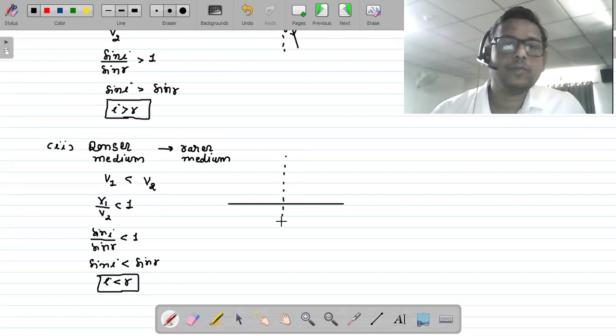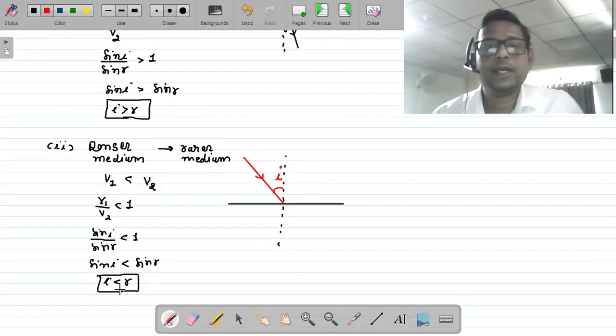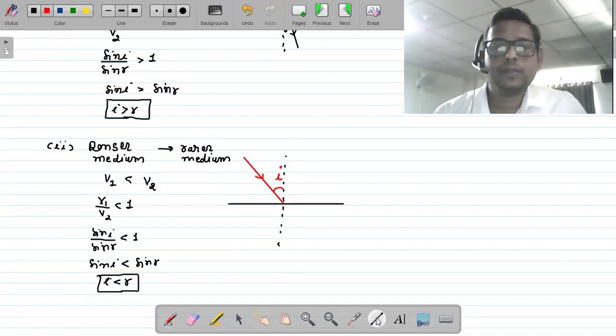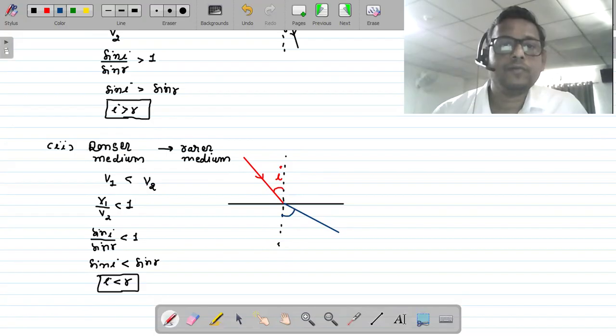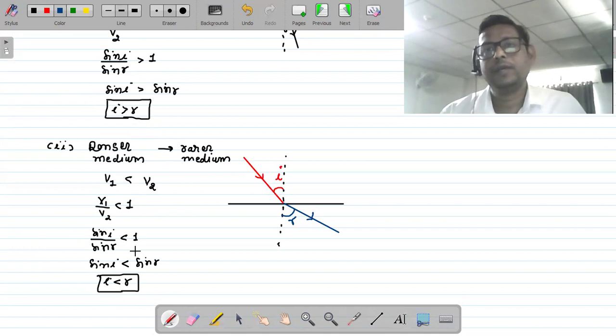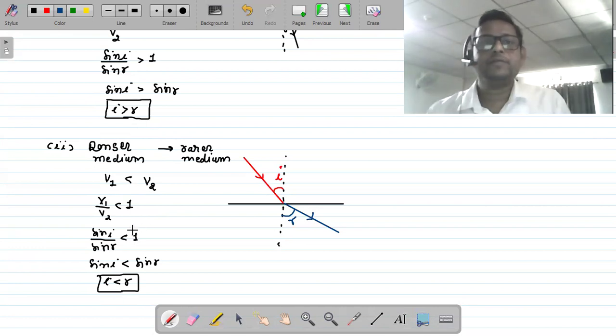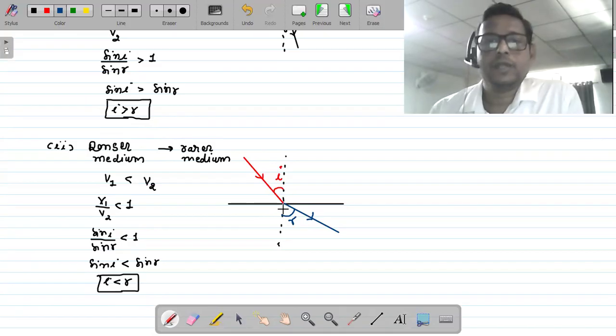This is normal again. Now draw an incident ray. So this is an incident ray like this, and this is the angle of incidence. Now in this case, I is less than R, so the refracted ray will go like this. It will go away from the normal so that R becomes larger than I. So when the light ray is traveling from denser medium to rarer medium, it goes away from the normal.